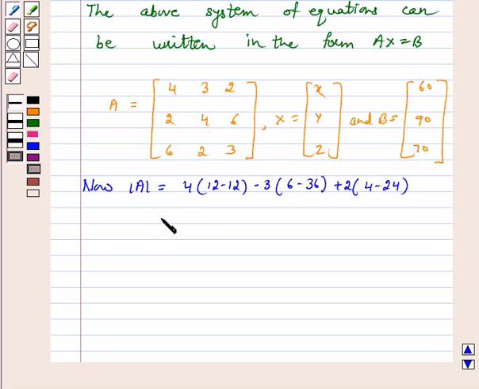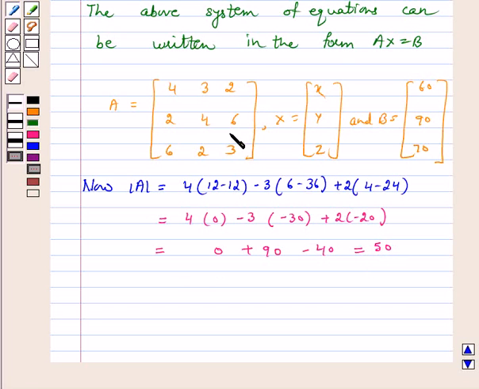Now the determinant of A is equal to 4 × (12 − 12) − 3 × (6 − 36) + 2 × (4 − 24). This is equal to 4 × 0 − 3 × (−30) + 2 × (−20). So we will get 0 + 90 − 40, which is equal to 50.